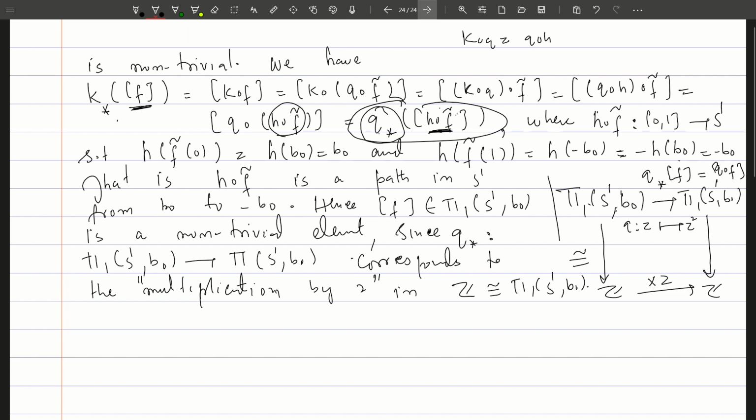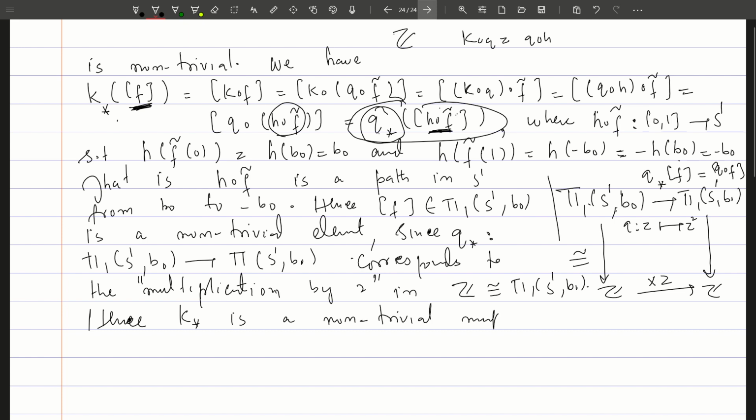So that means k star maps this to a non-trivial element. This means k star cannot be null homotopic, otherwise k star maps this element to the trivial element, which is the element 0 in Z. So hence k star is a non-trivial map.